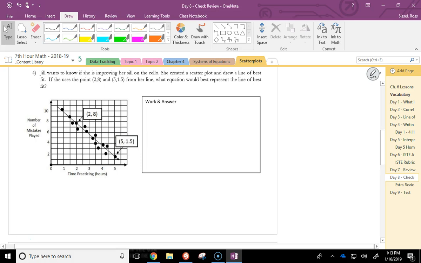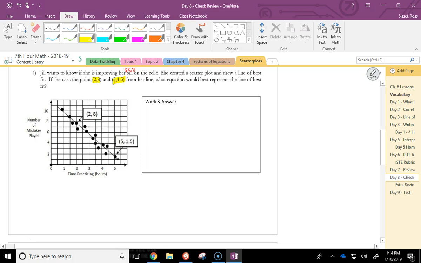Okay, I really want to make sure we understand that everyone should get about the same answer. Our answer should be very, very similar on number 4. The reason is, usually when we make a line of fit equation, it's a little bit different if we drew it. Here, they drew the line of fit and they gave us our point. It said Jill wants to know if she's improving on her skill on the cello. She created a scatter plot and drew the line of best fit. If she uses the points 2.8 and 5 and 1.5 from her line, what equation would represent the line of best fit?